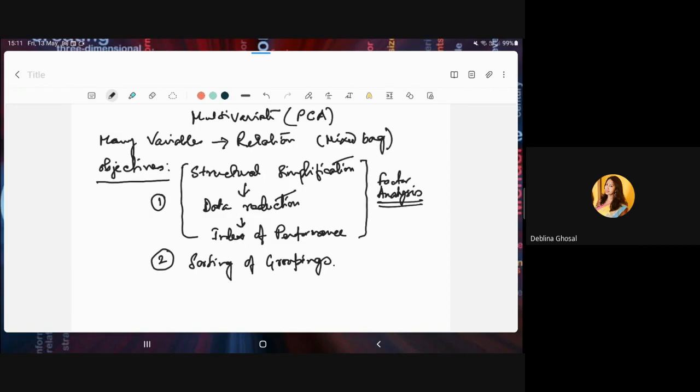So whatever comes from these kinds of structural simplification, data reduction techniques or sorting of groupings, what is the next step in research? The next step follows from here: investigation of dependence among the variables. I mean, how variables are dependent on one another. That is the natural relationship among variables, and this basically leads to the nature of the relationship.